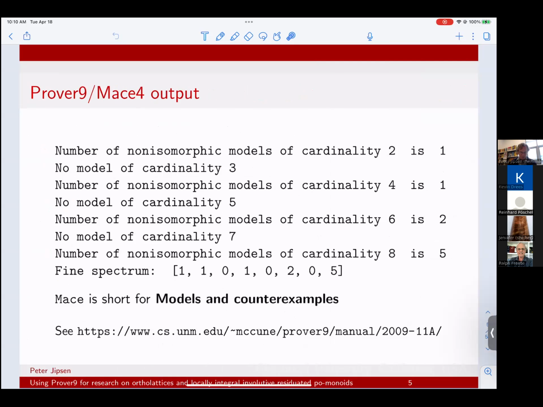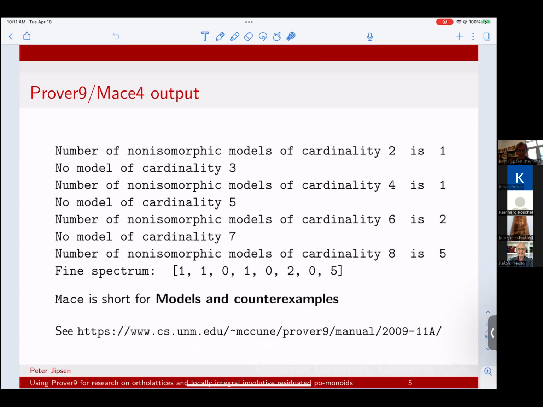So this is the output. And here's even a link to the manual if you want a direct link. So it tells us that there's 1 ortholattice with 2 elements. Mace4 actually doesn't deal with 1 element algebras. It just says they always exist. So I'm not going to tell you about that. But at the end, it lists the fine spectrum, which is a sequence. There's one 2 element, one 4 element, two 6 element, and 5 8 element models. But what do they look like?